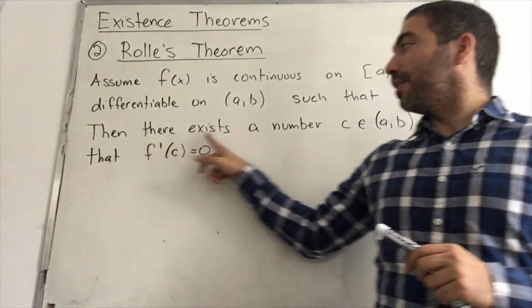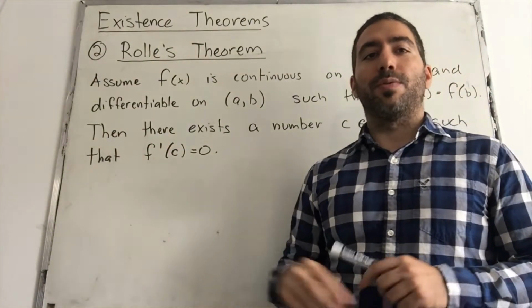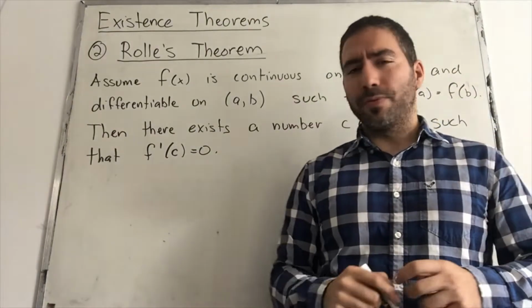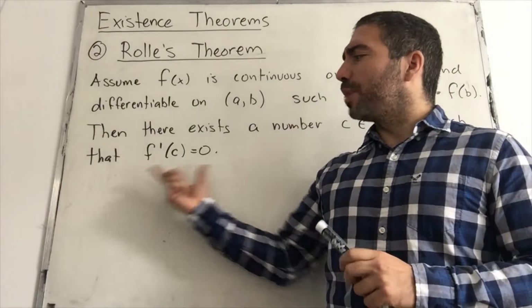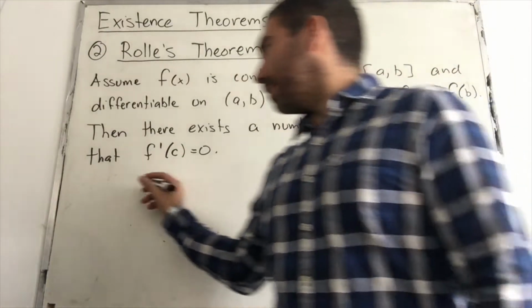And if this occurs, then there exists a number c in the open interval (a, b) such that f prime of c equals 0. We're not going to look at the proof. The proof is fairly simple, you could do it on your own. You have to break it up into 3 cases. But we're going to look at the idea.